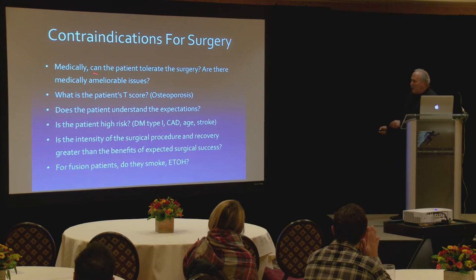If this is an 82-year-old female with severe diabetes, severe osteoporosis, with a T-score of negative 3.2, and she has a miserable hyperkyphotic thoracic spine, we can hurt her. Now, unfortunately, there isn't much that you can do to help her because there's no bone to hold on to, so to speak. So what is the patient's T-score? Do they have osteoporosis? Do you have to treat that?